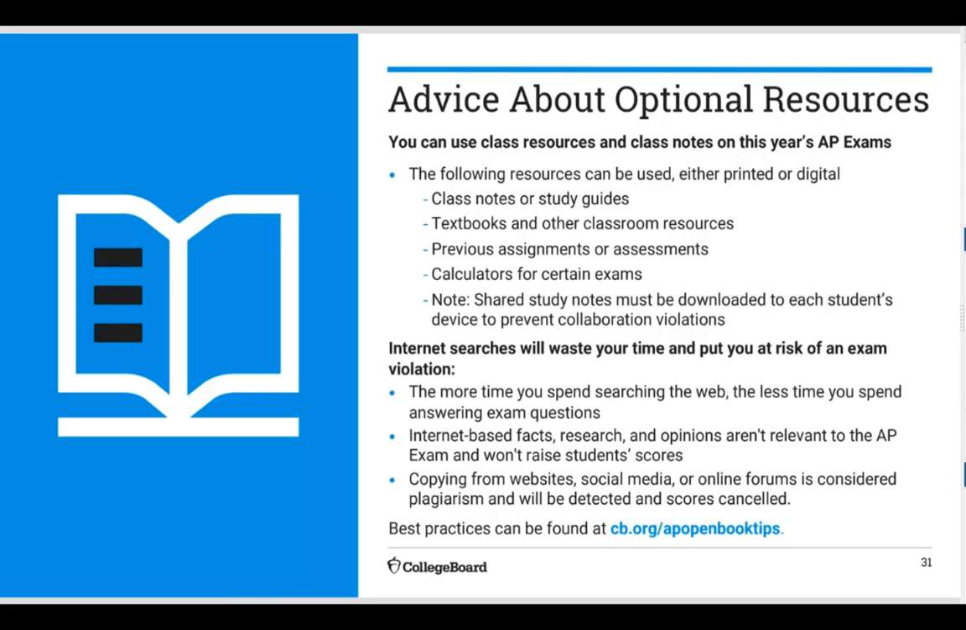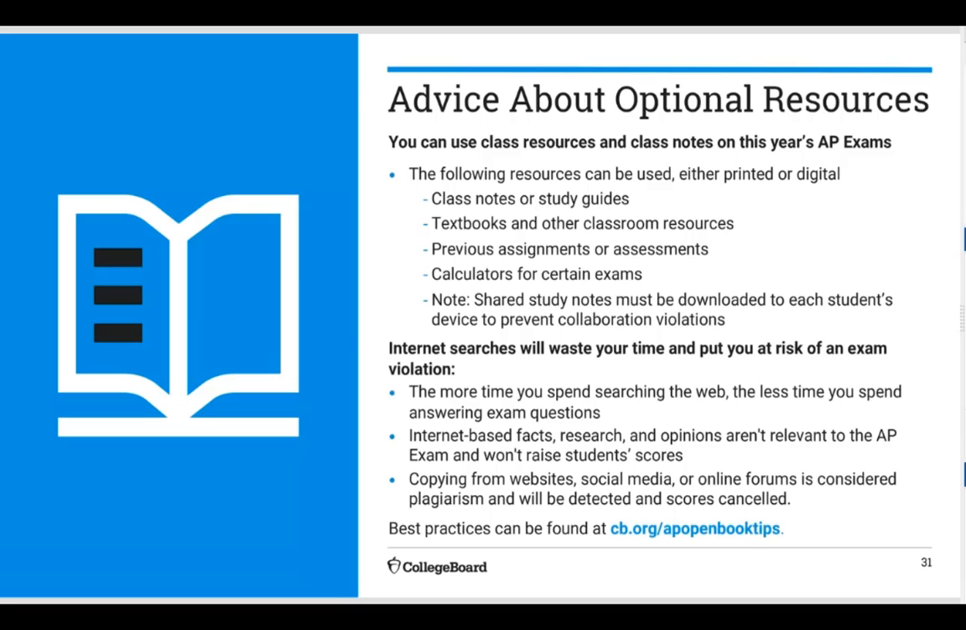Any sort of facts or research or opinions you get on the internet is not going to help you on the AP exam. There's nothing you can search on the internet that's going to help you. Okay, this is like a critical thinking kind of thing. If you copy information from websites, social media, or any sort of online forum, it is plagiarism. They will be able to detect it, and your score will be completely canceled. And they report that to the colleges. Okay, the last thing you want is instead of a score getting reported to the college, you get a plagiarism violation reported to your college. Okay, that's huge. You don't want that.